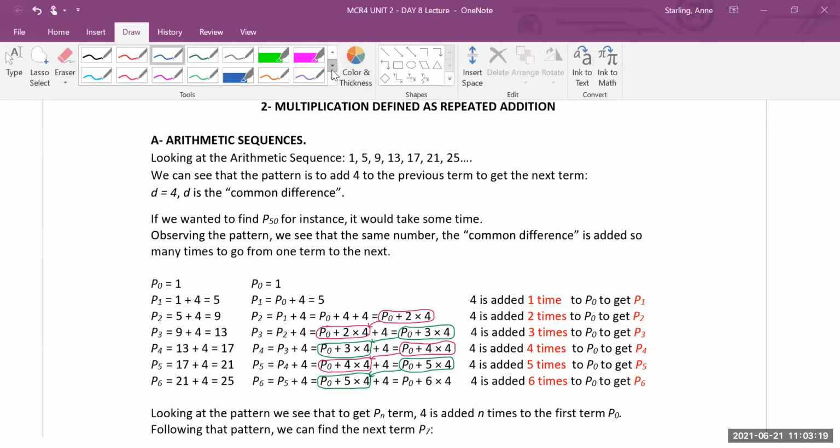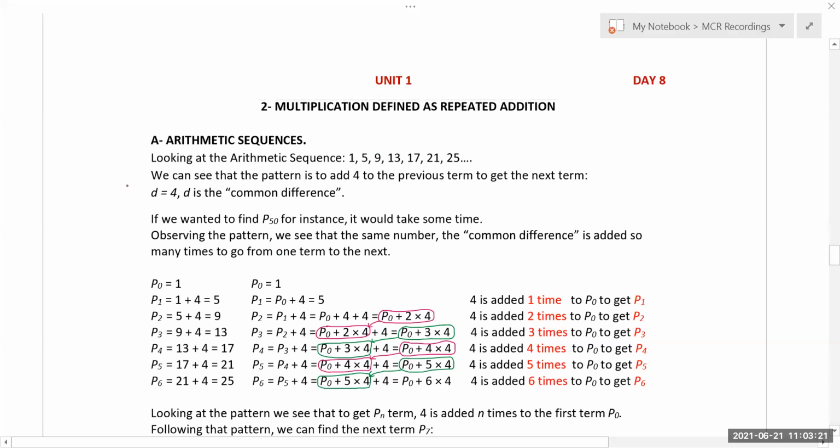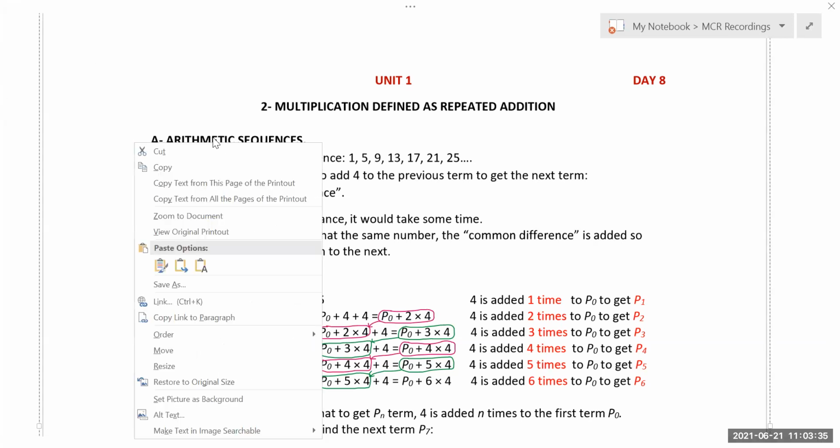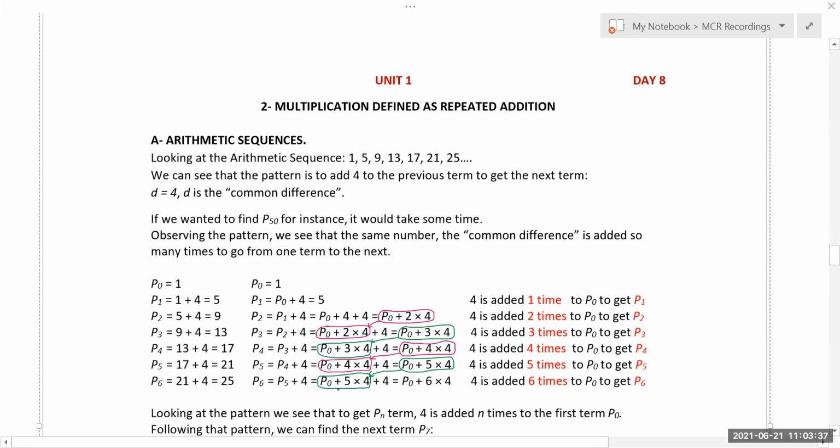All right, next portion here. It works really well to get the first couple terms. But what if I wanted the 100th term? Are we really going to write out 100 terms? So let's instead think differently. We can actually define repeated addition as multiplication. So we're going to take a look at one of these sequences. We're going to look at that first one, 1, 5, 9, 13, 17, 21, 25.